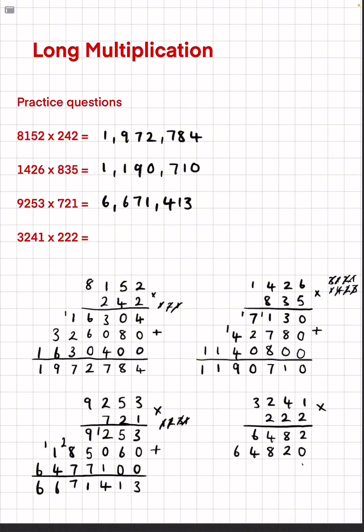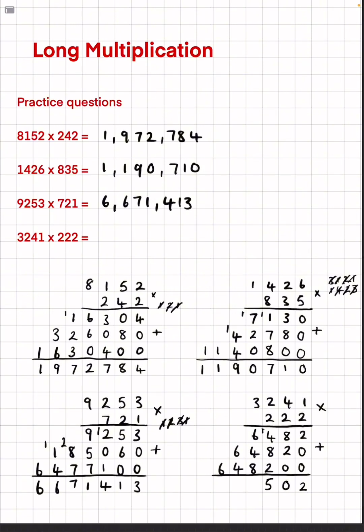Now we're going to put 2 zeros for the hundreds and do 2 times 1 is 2, 2 times 4 is 8, 2 times 2 is 4, 2 times 3 is 6. And now we're going to add these numbers together. 2 add 0 is 2, 8 add 2 is 10. Put the 0 down, carry the 1. 8 add 4 is 12, add 1 is 13, add 2 is 15.